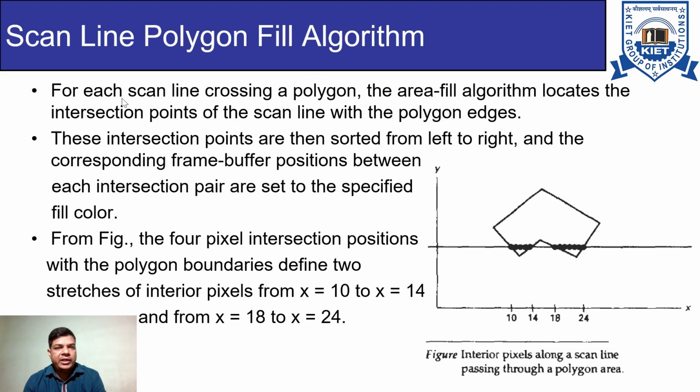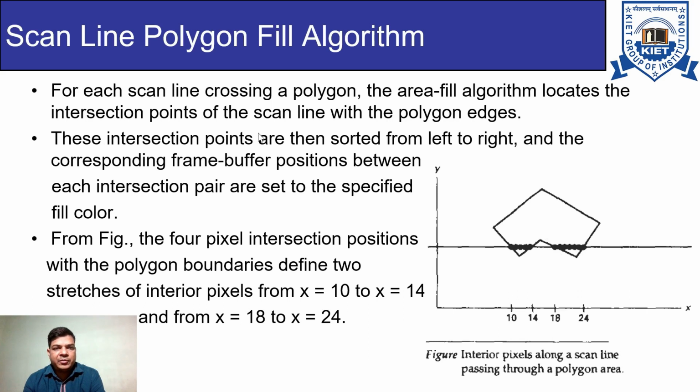In this, for each scanline crossing a polygon, the algorithm locates the intersection points of the scanline with the polygon edges. You can see that this is the polygon and this is the scanline, and the scanline is intersecting the polygon edges. So we have to find the intersection points between the scanline and the polygon edges. This is one intersection point, this is the second, this is the third, and this is the fourth intersection point.